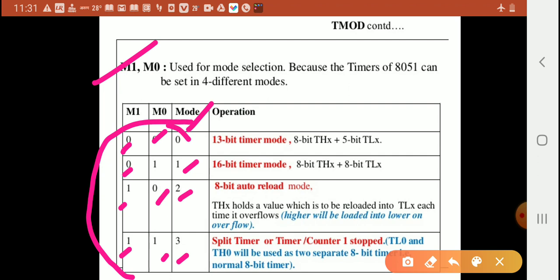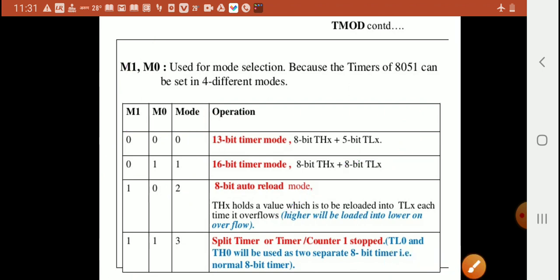Mode 0 is the 13-bit timer mode: 8-bit THx plus 5-bit TLx. Mode 1 is the 16-bit timer mode: 8-bit THx plus 8-bit TLx. Mode 2 is the 8-bit auto-reload mode: THx holds a value which is to be reloaded into TLx on each overflow. Mode 3 is the split timer mode: TL0 and TH0 are used as two separate 8-bit timers.